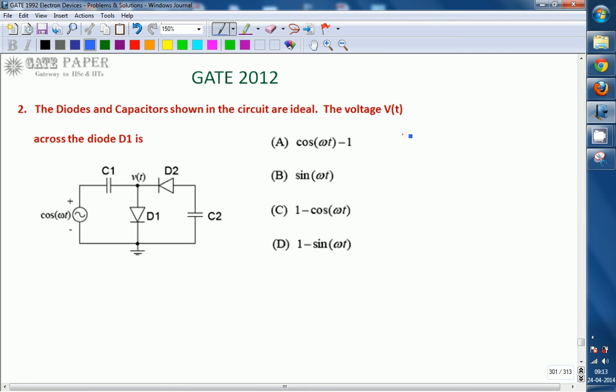Hello, we are discussing the GATE 2012 ECE paper, and this question is related to electronics. Look at the circuit diagram. The diodes and capacitors shown in the circuit are ideal.